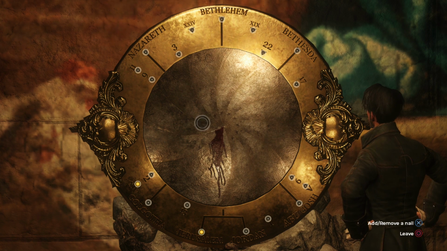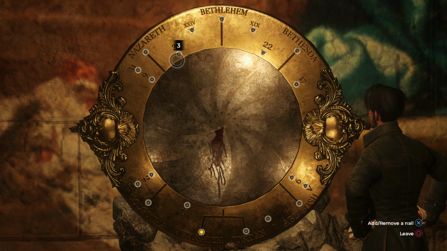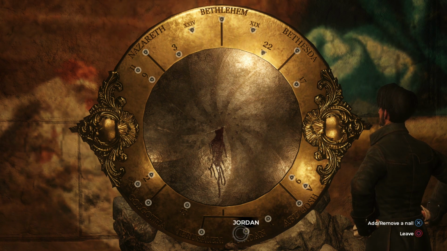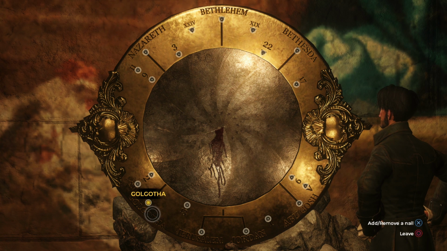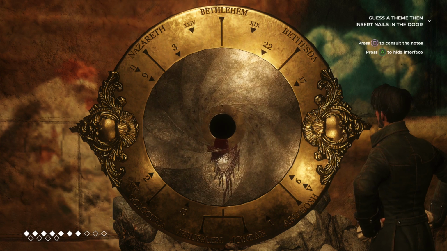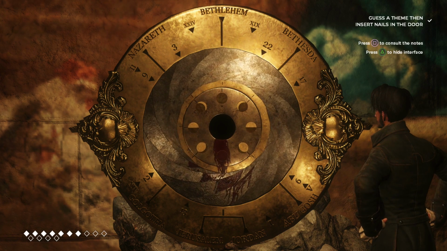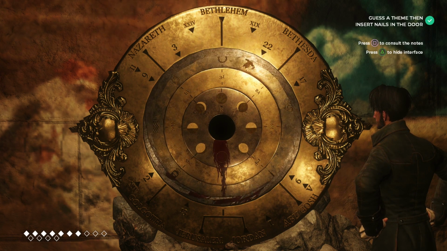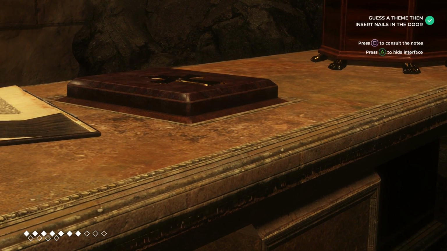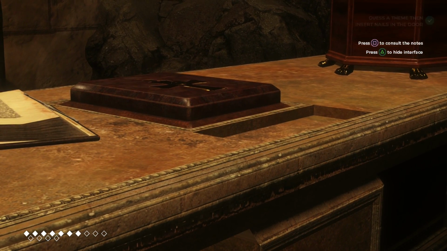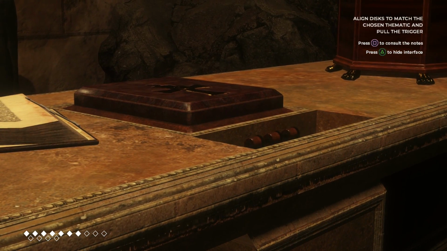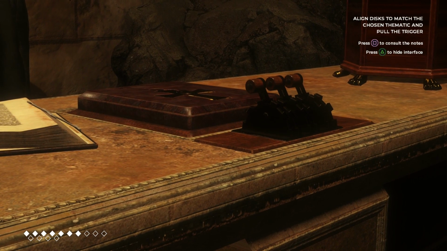Let's insert nails. Let's remove everything. And let's go Golgotha, and then 1917? There we go. There we go, baby! Okay. That's embarrassing. It took me a really long time. Really, really long time. My god.